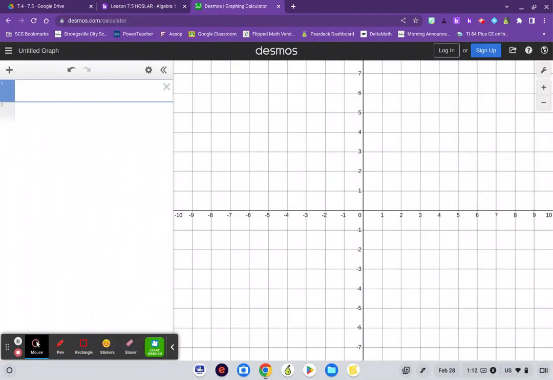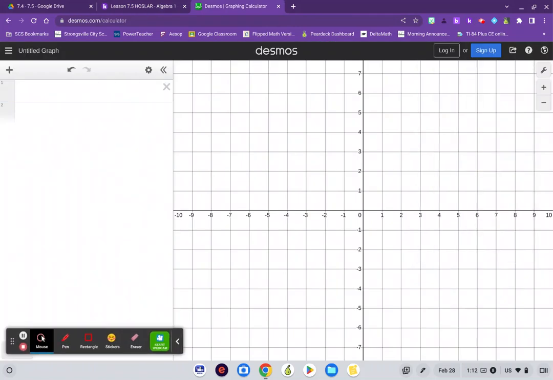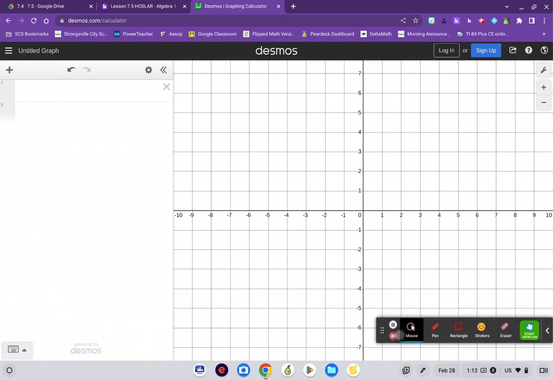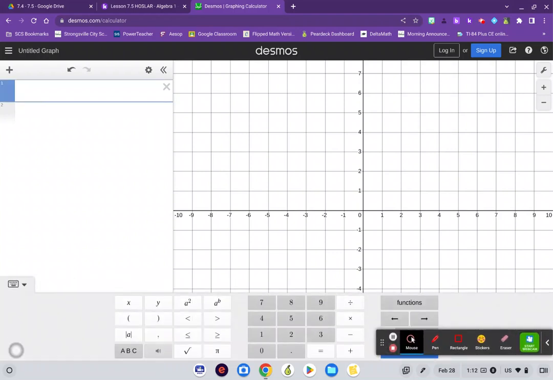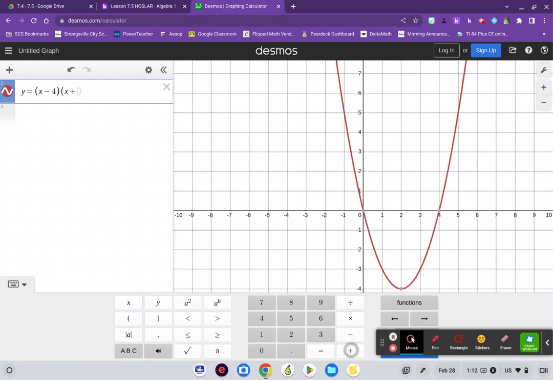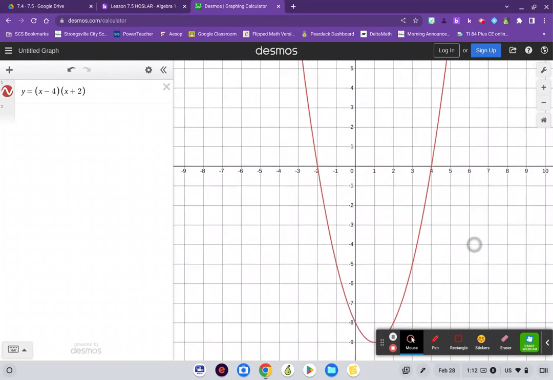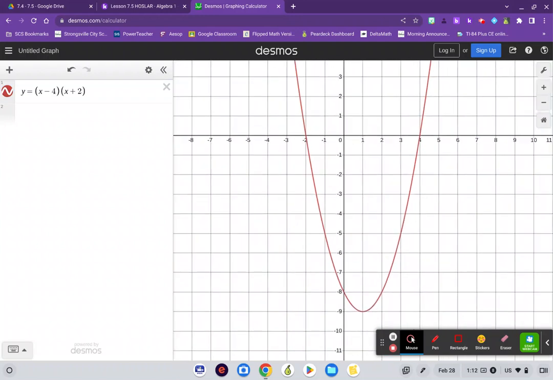So on Desmos, on your graphing template here, I'm going to move this over. There we go. I can type in that original function that we had. We had y equals parentheses x minus 4 times x plus 2. And I want to check if this matches my graph on my paper, and it does.